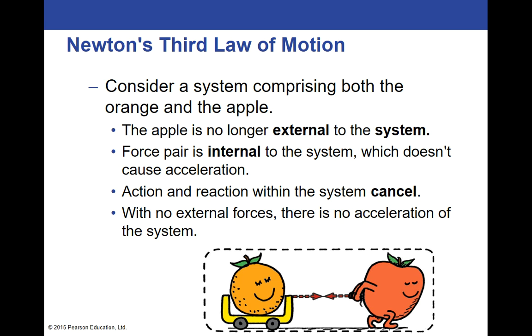The force pair, the apple on orange and orange on apple, is internal, so it doesn't cause acceleration of the system. The action and reaction within the system cancel out. And if, for example, the floor is frictionless, so the apple can't get any purchase, there are no external forces, and we expect the apple to just sort of walk in place, pulling or trying to pull on the orange, but the orange pulls back on the apple and nobody accelerates.